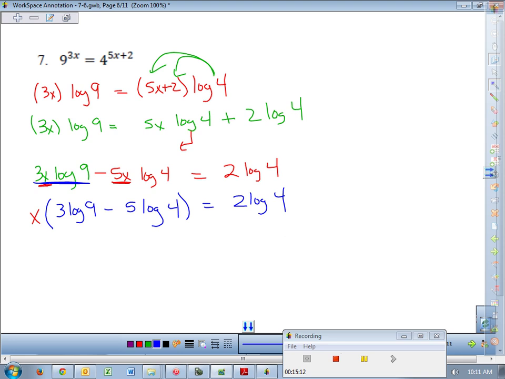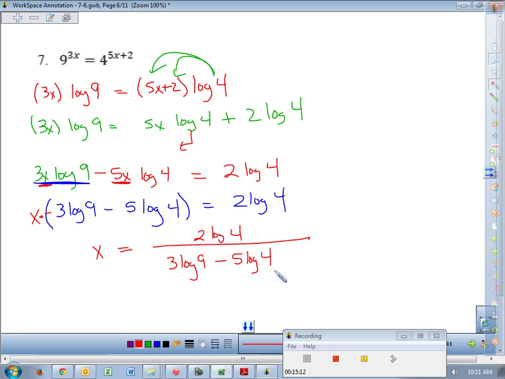Cool? Now, it's a piece of cake to solve for x because it's x times this whole group. And we don't care what's in there. How do you get the x all by itself when it's times the whole quantity? Divide both sides by that whole quantity. And you're left with x equals 2 logs of 4 over 3 logs of 9 minus 5 log 4.